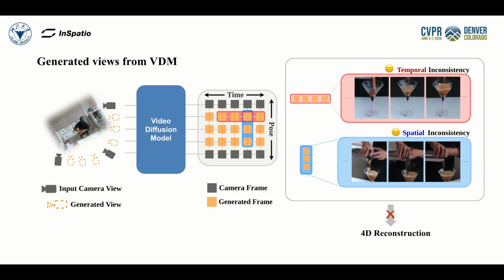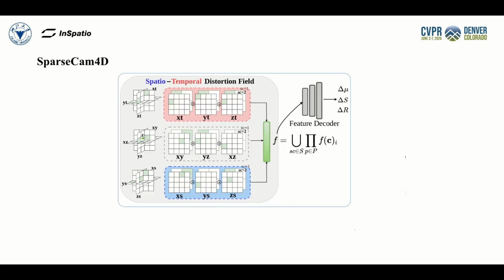If we feed these inconsistent generated frames directly into 4DGS optimization, the distortions get baked into the scene geometry, leading to severe blur and reconstruction failure. To address this, we propose SparseCam4D, built around the key insight that these spatio-temporal inconsistencies are not random noise. They are structured distortions that can be explicitly modeled. Our core contribution is the spatio-temporal distortion field, or STDF.